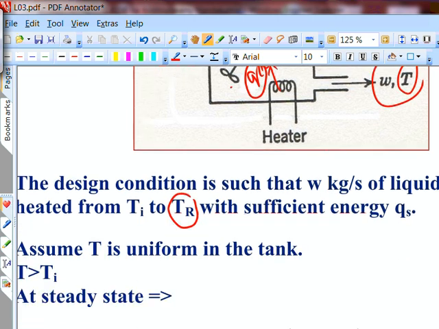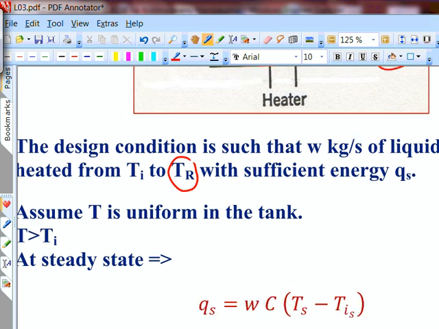Okay? So I'm assuming that the temperature inside the tank is uniform, and the outlet temperature T is always greater than the inlet temperature. Of course, if I shut off the heater, the outlet temperature is going to be the same as the inlet temperature. Nothing really interesting happens. Okay? So I'm going to write a steady-state energy balance equation. Steady-state energy balance equation says input equals output.